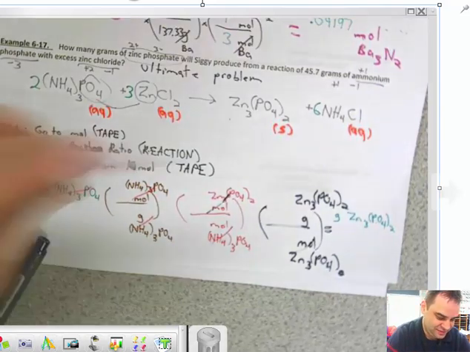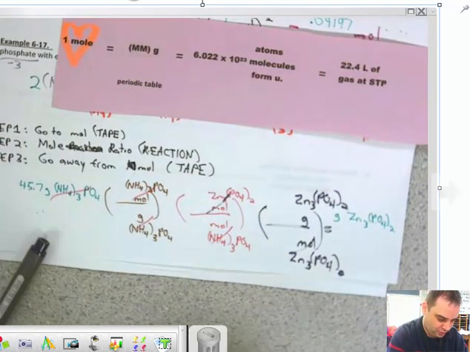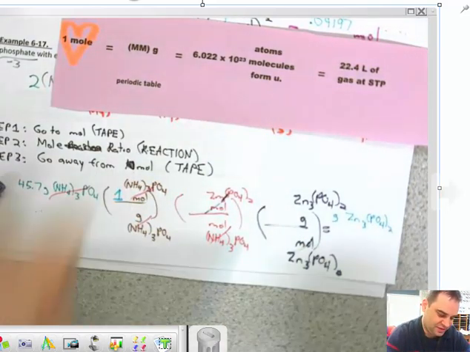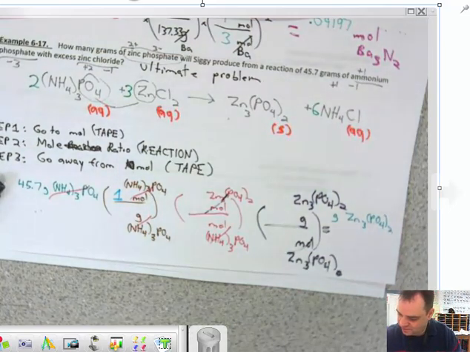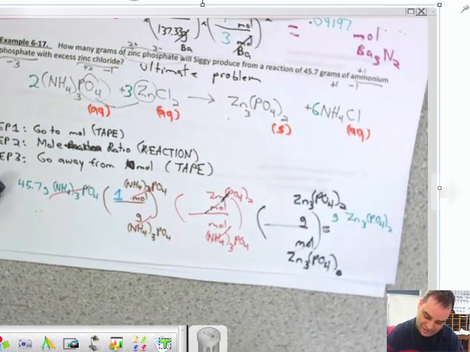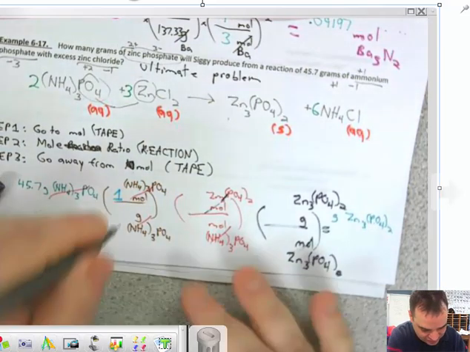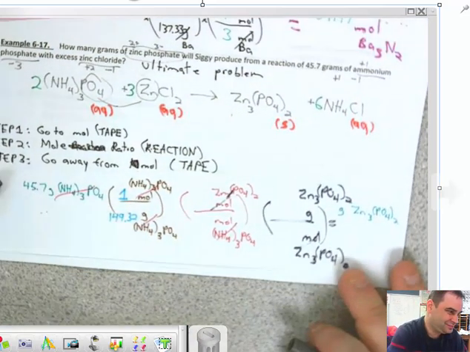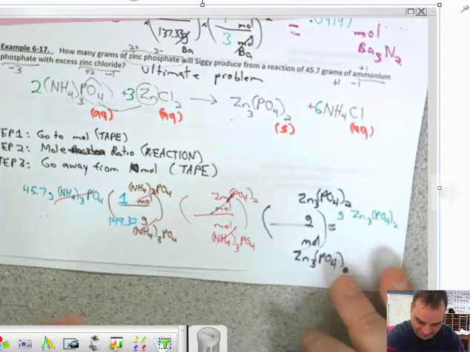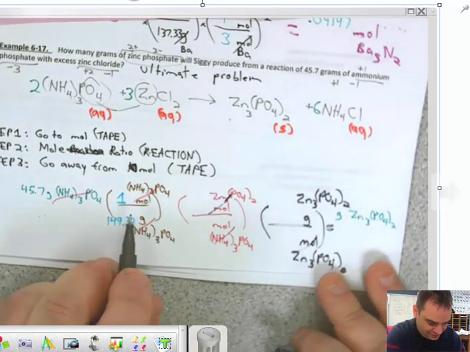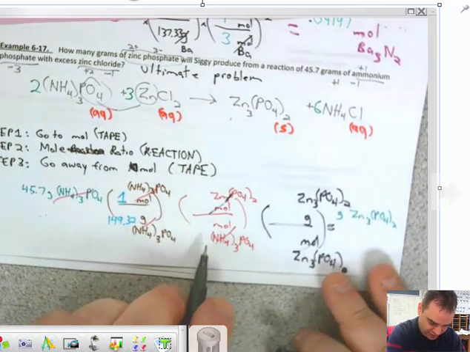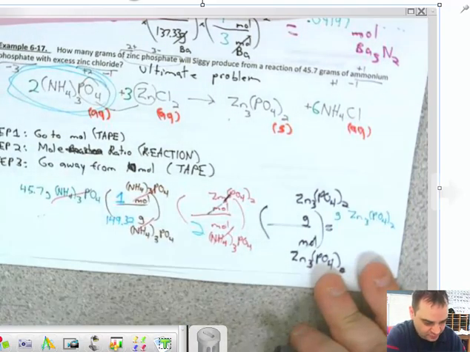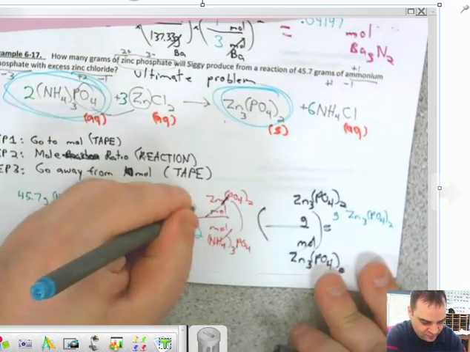Okay. Step 1. Look at the tape. Tape says 1 mole. So we put in 1 mole here. Grams, we need the molar mass of ammonium phosphate. Do I need to show you how to get the molar mass of ammonium phosphate? No. 149.32. Yeah. Step 2. Mole to mole ratio. Let's see, where's my ammonium phosphate? 2. 1.